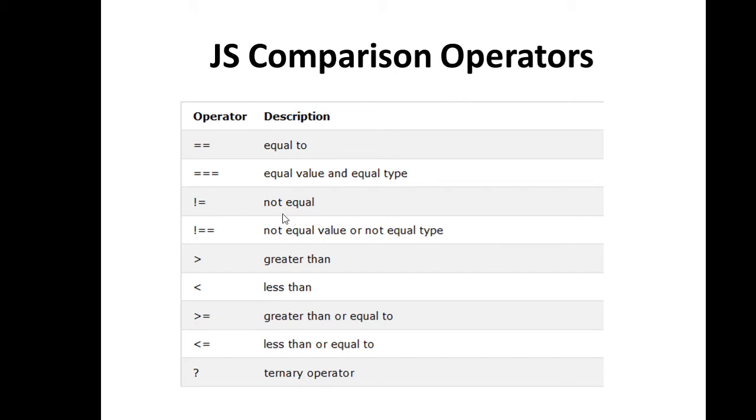So not equal. Well, this one is not equal in value or not equal in type. This one is the greater than symbol. So this one is the less than symbol. This means it is greater than or equal to, or at the same time not lesser. So it can be greater, it can be equal, but of course it is not lesser. And this one is lesser or equal, so less than or equal to, or at the same time not greater. And we use this one for the ternary operator.